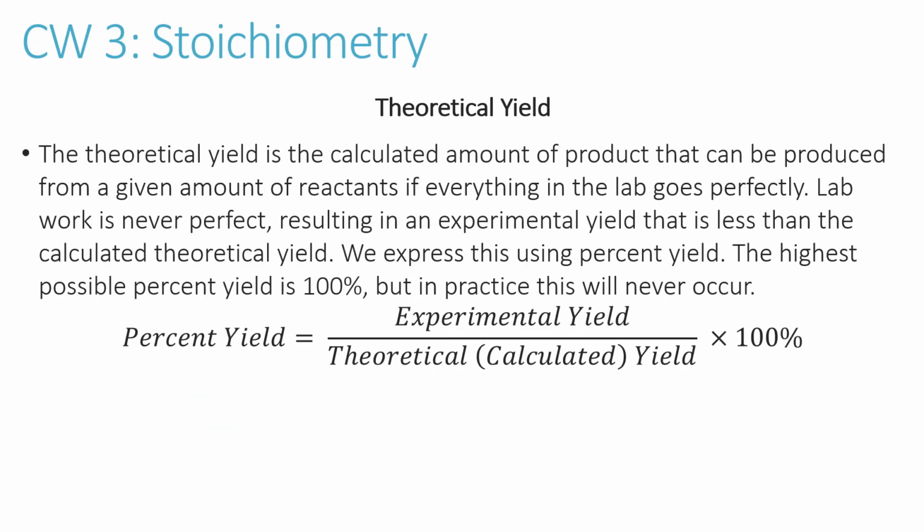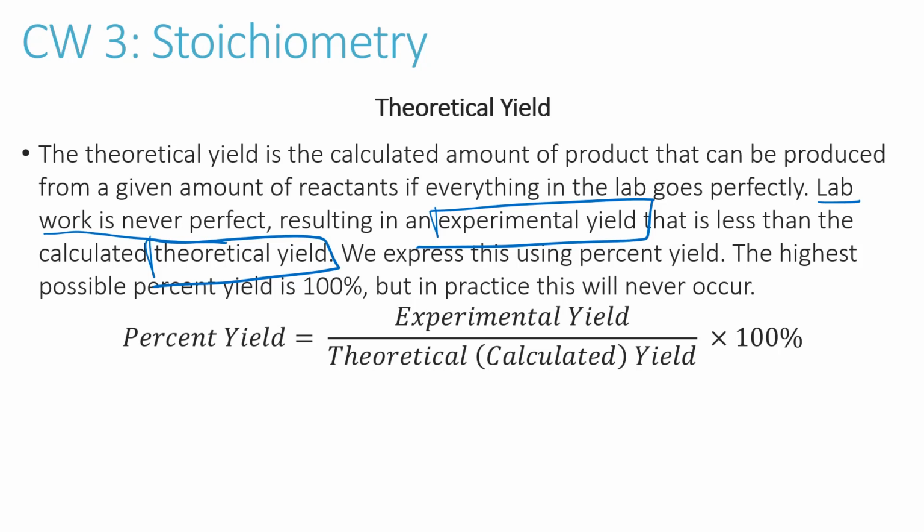So what we just calculated in those practice problems was what we call a theoretical yield. So a theoretical yield is the calculated amount of product that can be produced from a given amount of reactants if everything in the lab goes perfectly. Lab work is never perfect, so this is going to result in an experimental yield that is less than our theoretical yield. So we can express this amount that we actually get as a percent yield.